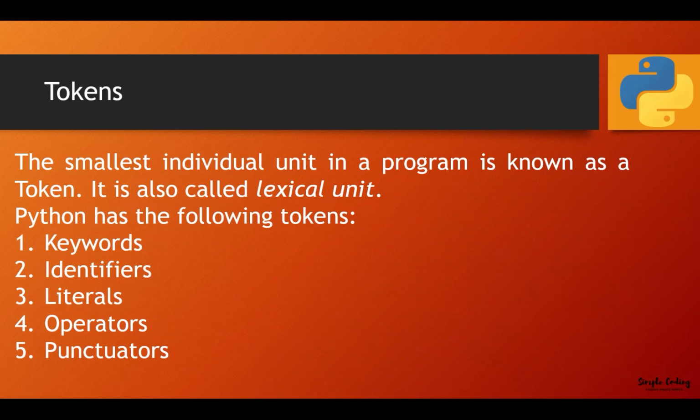Next, tokens. The smallest individual unit in a program is known as a token. It is also called a lexical unit. So Python has the following tokens. Number 1 is keywords. Number 2 is identifiers. Number 3 is literals. Number 4 is operators. And number 5 is punctuators.